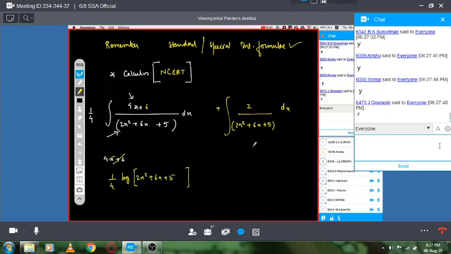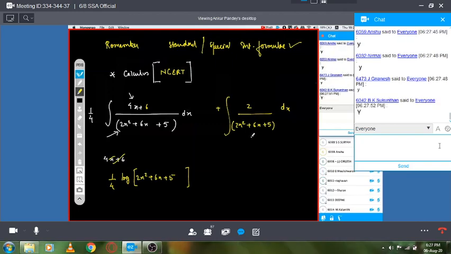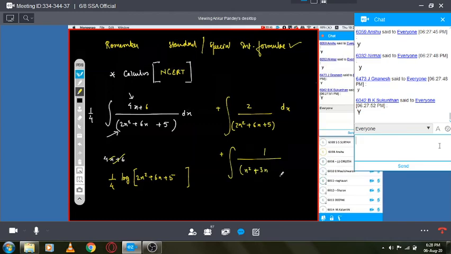Now here is also no challenge, because I can easily convert this into a perfect square, the completion of square method. What will I have to do? I'll take 2 common and cancel. So I'll have the same question written as 1 upon, bracket x square plus 3x plus 5 by 2, dx. This can be easily converted; in 10th grade you may have done the completion of square method in quadratic equations. That is what I am using.